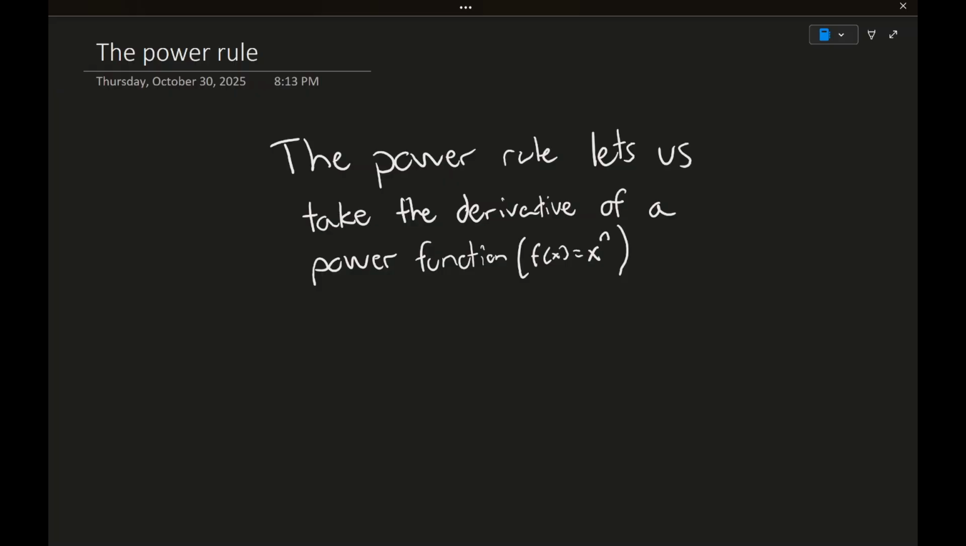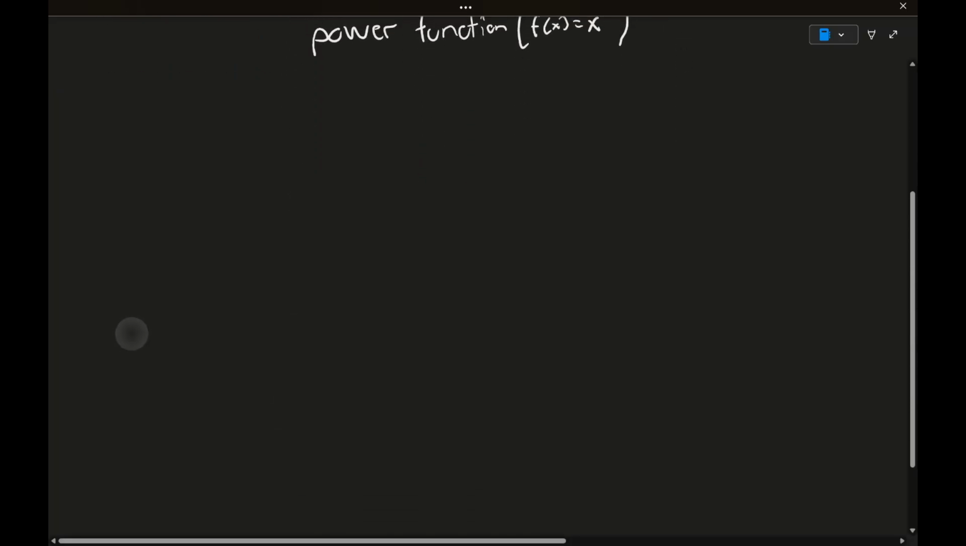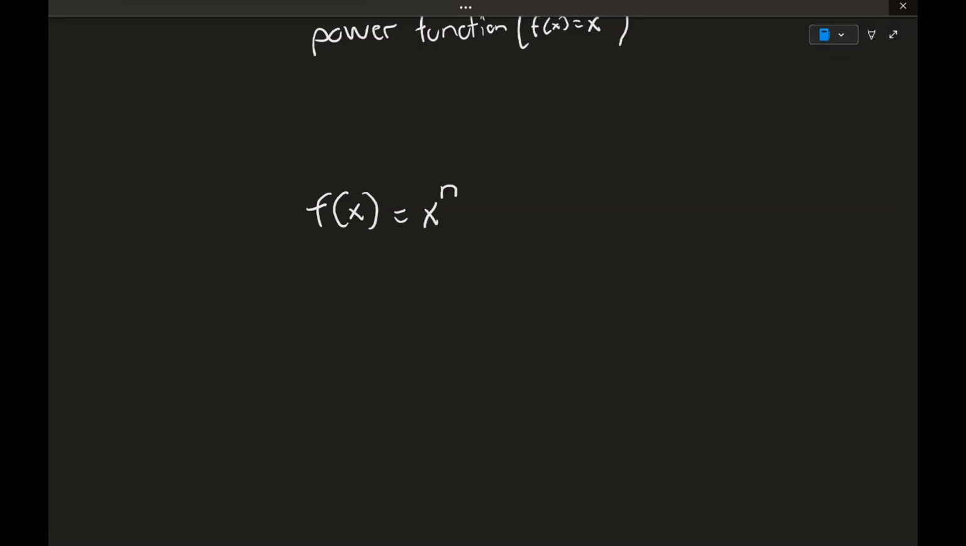So, first of all, let's take this. F of x equals x to the n power. All the power rule is, the derivative of this is going to be n times x to the n minus 1 power. And later on, you might have to use the chain rule for that, but we'll get to that later. And it's really simple. It's just some simple multiplication. So let's look at some examples.